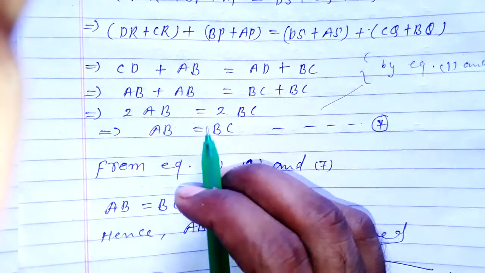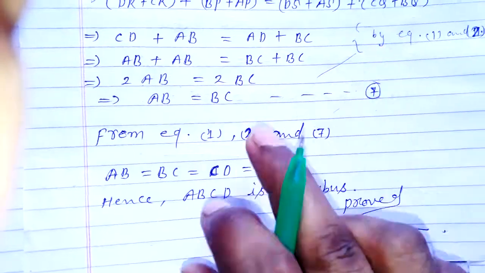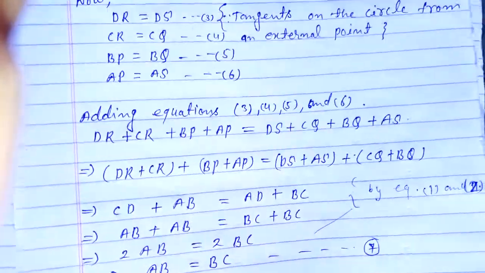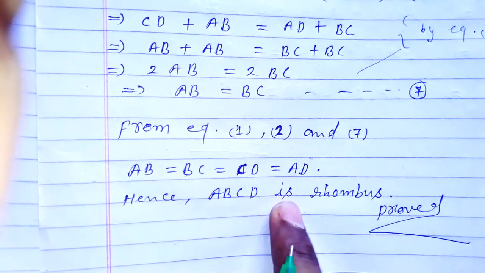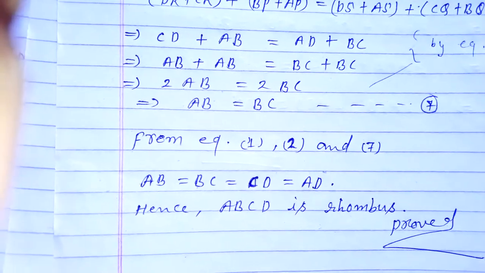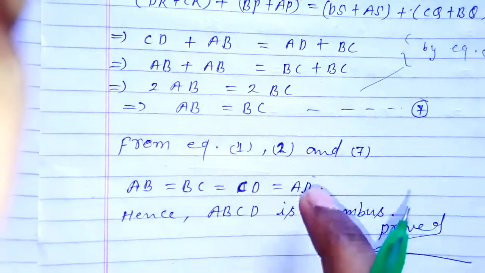The two cancel out, so AB is equal to BC. This is equation 7. From equations first, second and 7, all values are equal. We also know that all sides of a rhombus are equal. So this is a rhombus, hence proved.